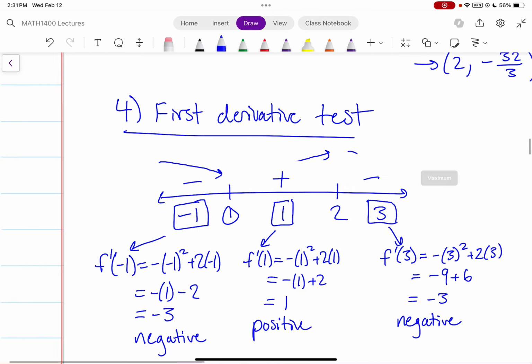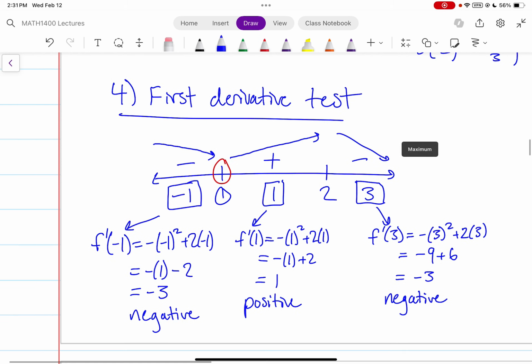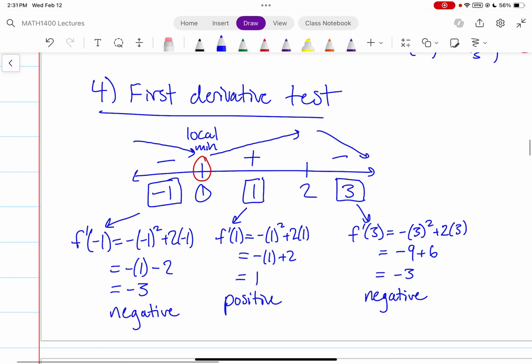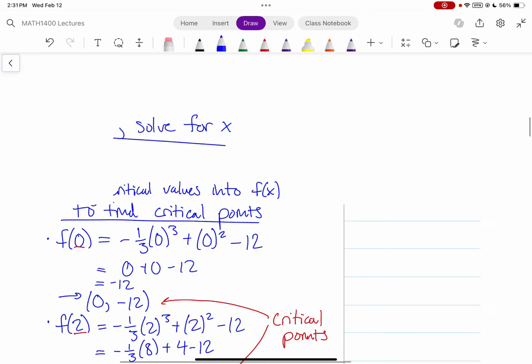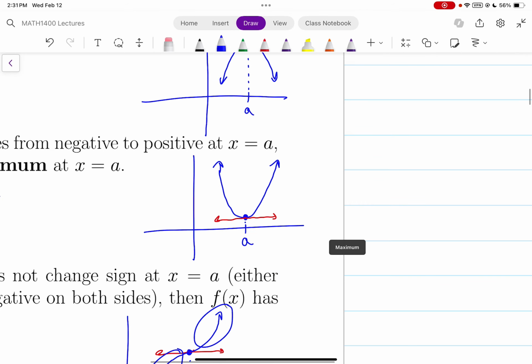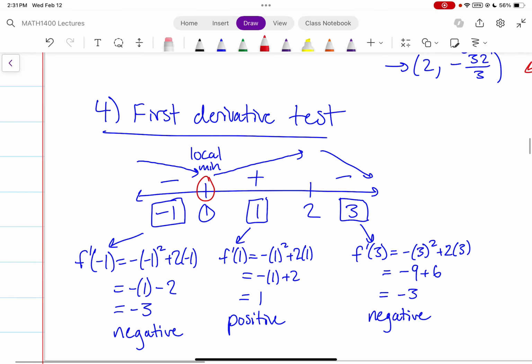And so now I look at each of these points. I look at my critical point here. So what's happening to the left of it? It's decreasing. And then what's happening to the right? It's increasing. So what does that mean? I have a local min. That's exactly what's happening at a local min: you're decreasing, you hit that point, that local min, and then you start increasing again. That's exactly what we have right here. Decreasing, and then we hit the local min, and then we start increasing again. Okay, so this is a local min.